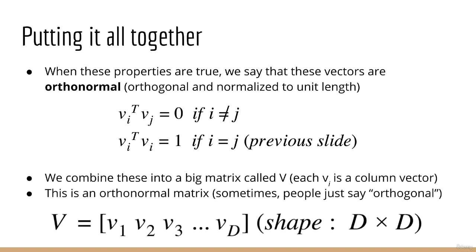So the first column of big V is V1, the first eigenvector. The second column of big V is V2, the second eigenvector, and so on. And we just keep repeating this pattern until we get up to VD. Altogether, this is called an orthonormal matrix. Sometimes people just call this an orthogonal matrix. However, I prefer orthonormal because it explicitly tells us that each vector is orthogonal and has unit length.